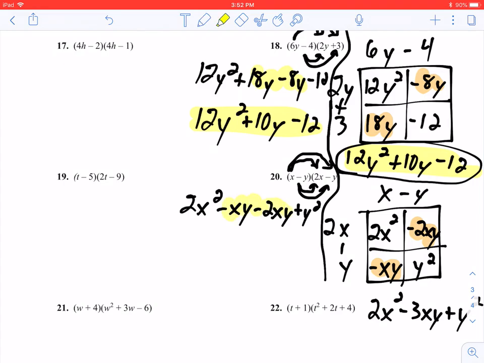From there, we have similar terms. We have 2x squared. Negative 1xy and negative 2xy is negative 3xy. And then we have our plus y squared. And that matches this. So we got the right answer.